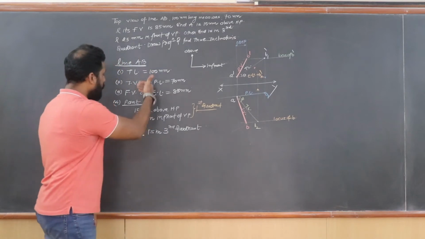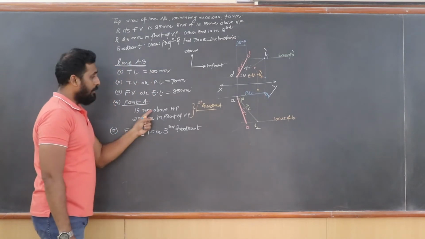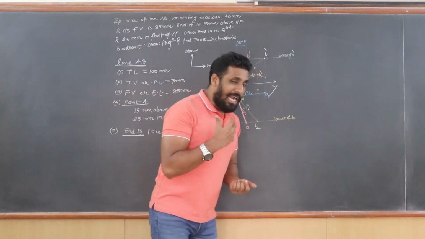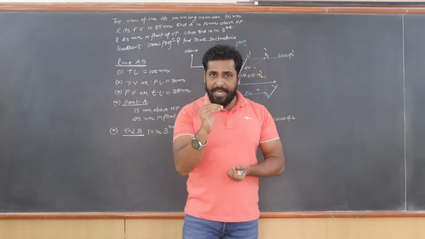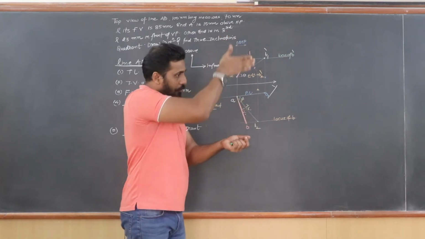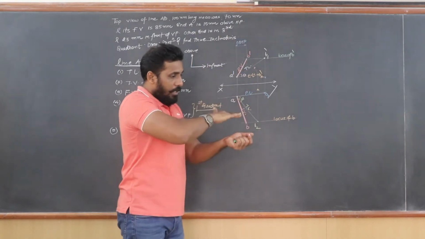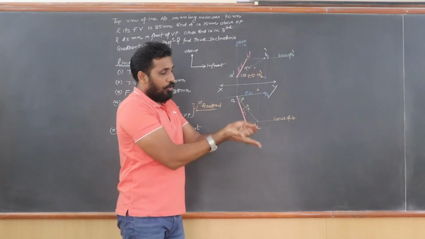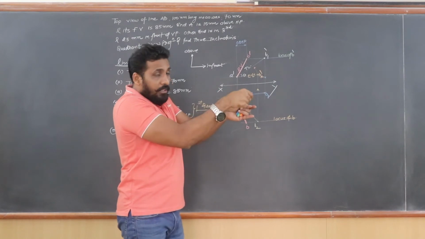Now in our question, observe carefully. Point A is in the first quadrant. Point B is in the third quadrant. Immediately, if point A is in the first quadrant, so this is the first quadrant. That's a horizontal plane, that's a vertical plane. So the point is there somewhere in the first quadrant.